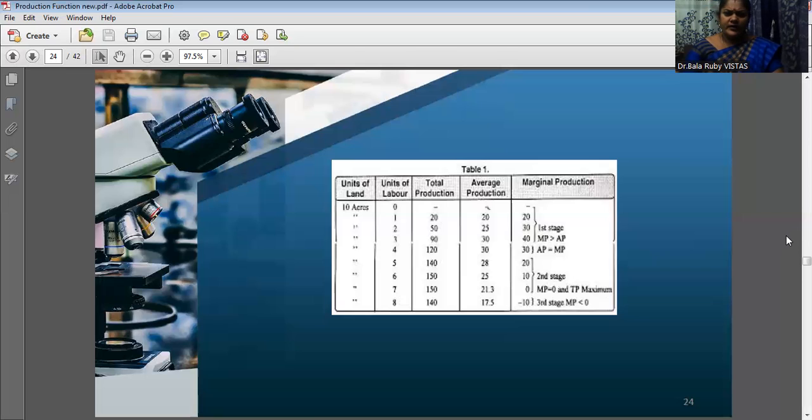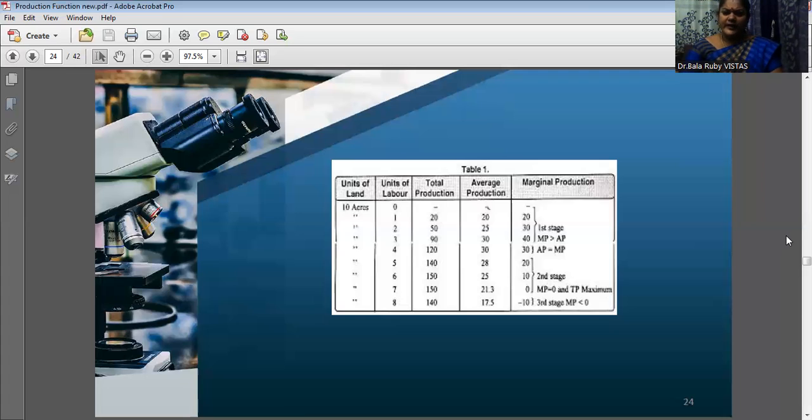Again, we are giving employment opportunity to 3 units of laborers. When units of laborers increased to 3, total production also increased to 90. Again, when the labor is 4, total production increased to 120. Like that, when labor increases, the total production increased from 120 to 140, 140 to 150. Again, it remains constant at the same 150 and finally it declines to 140.